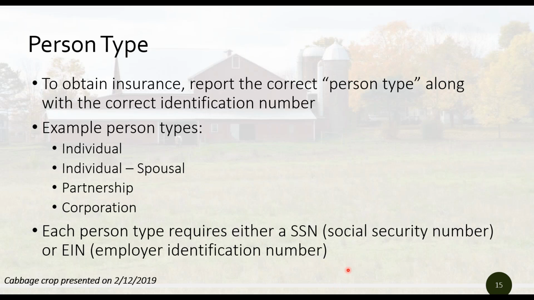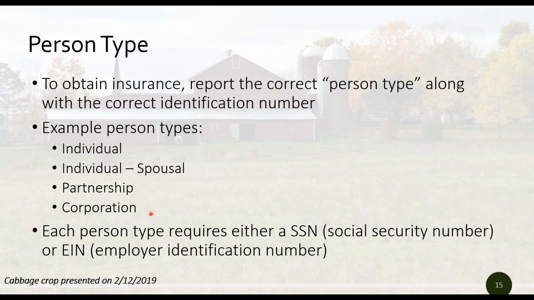All right, so let's first take a look at the part of the common policy called person type. Person type is the entity you operate as for your sales and marketing. For example, if you sell as an individual and you're married, you insure as an individual spousal person type. If you do business as a partnership with an employee identification number, you should insure under the partnership name and report that employer identification number that accompanies the partnership.